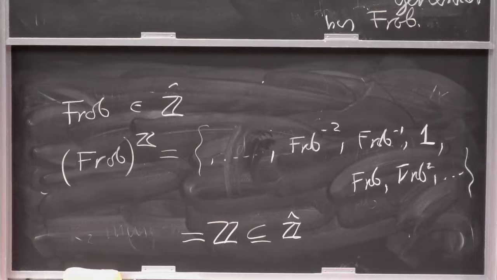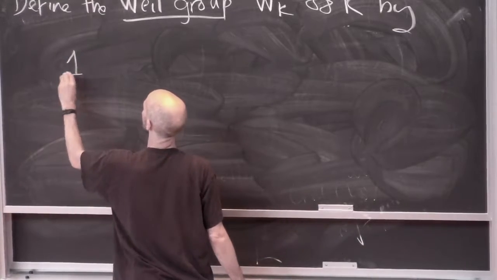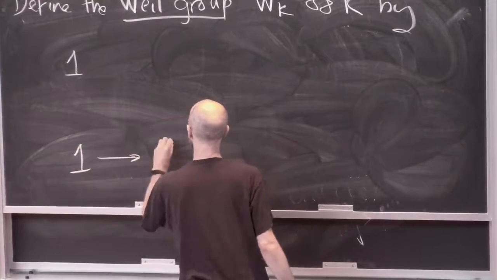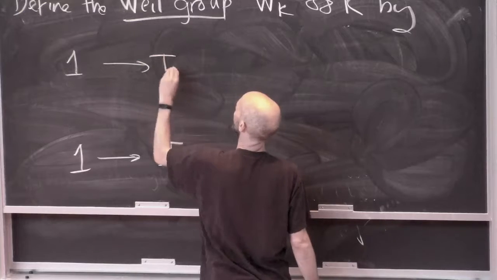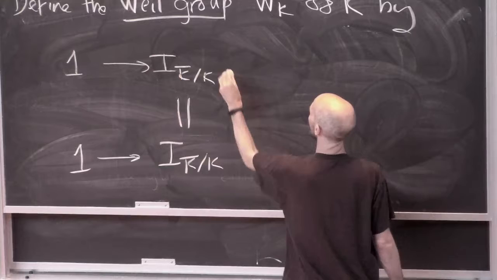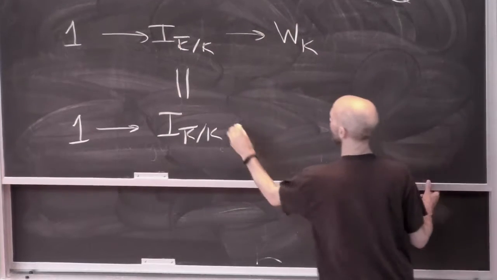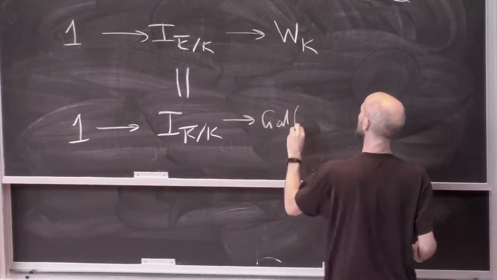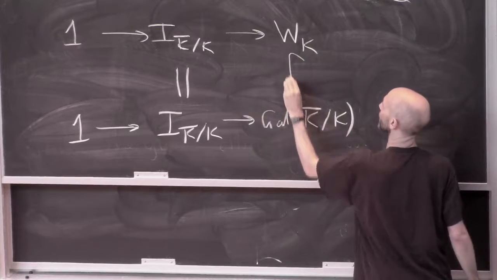The Weil group W_K of K is defined by the following picture. So this is a definition of the Weil group as a group. So here's the identity, and here's the identity, and here's the inertia group, and here's the inertia group, and that's an equality. And here is my Weil group, and here is my Galois group. And the Weil group is going to be a subgroup of this.